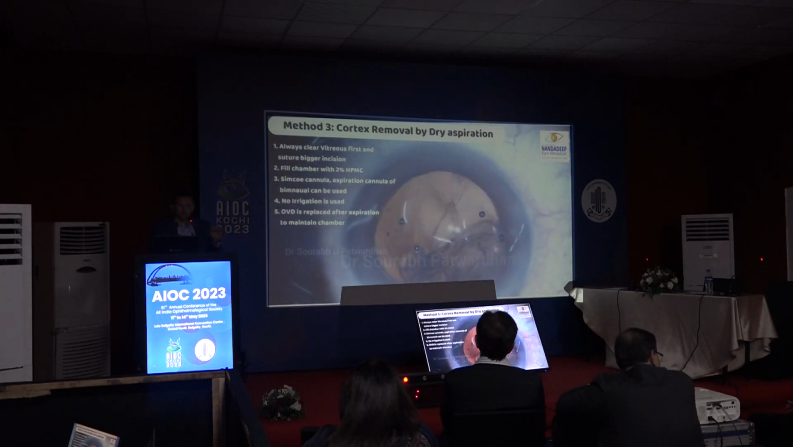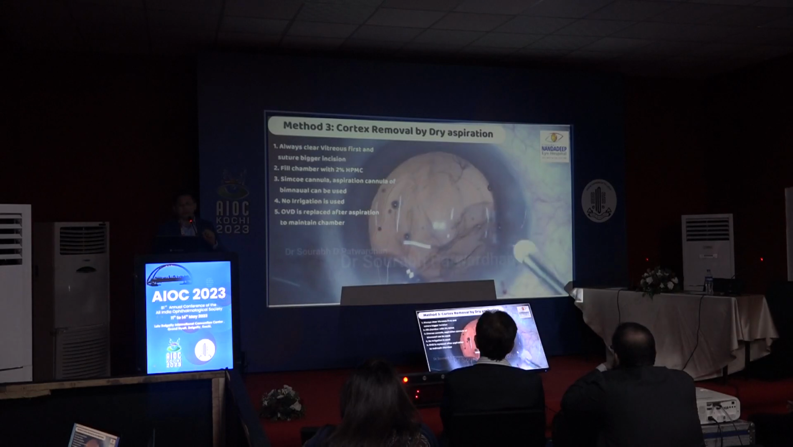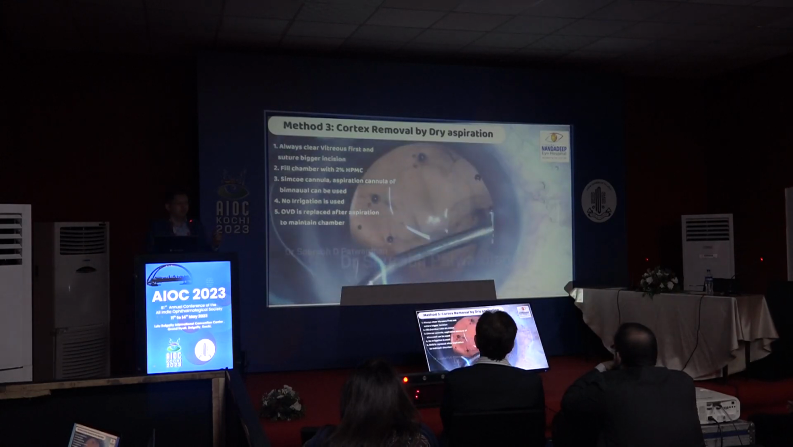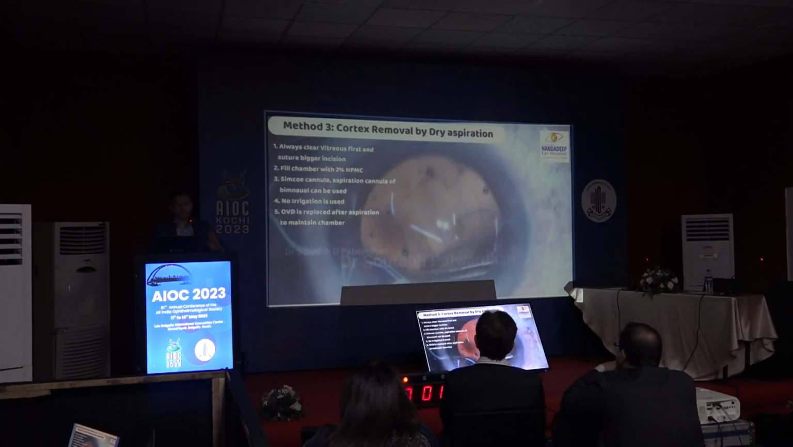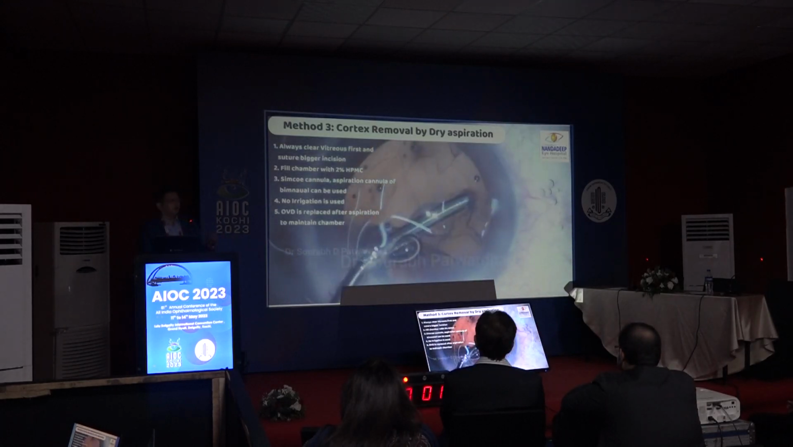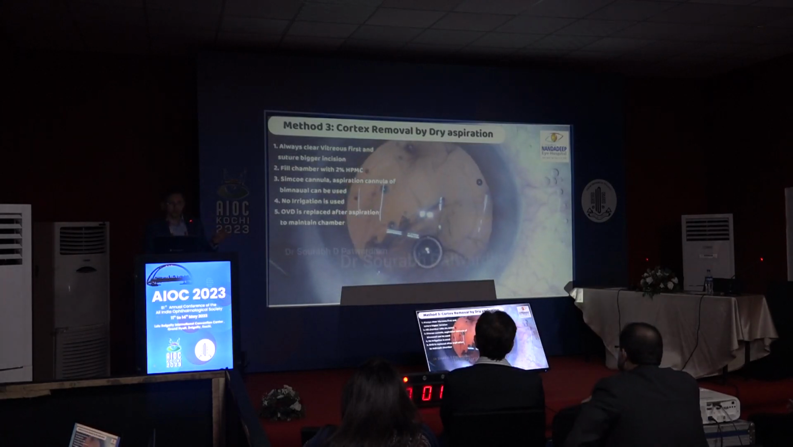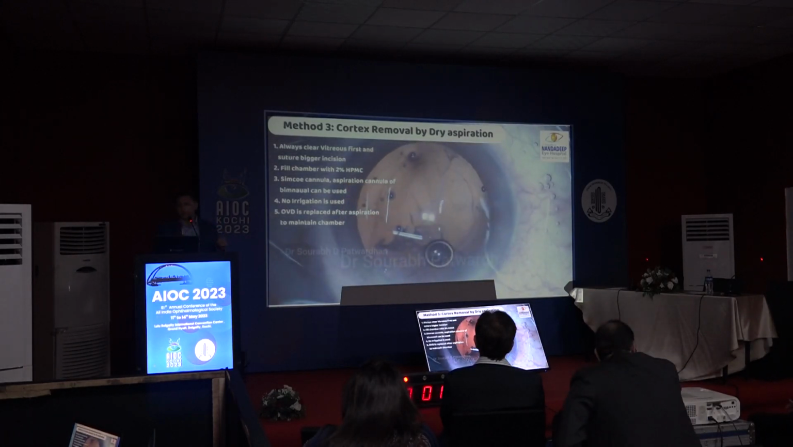The only thing you have to do is keep on supplementing this 2% HPMC every now and then. You can easily remove the entire cortex with a lot of time in hand, because you are not worried about the turbulence which may happen when you are using irrigation in the anterior chamber. So this is the third method to remove the cortex after a PC rupture.